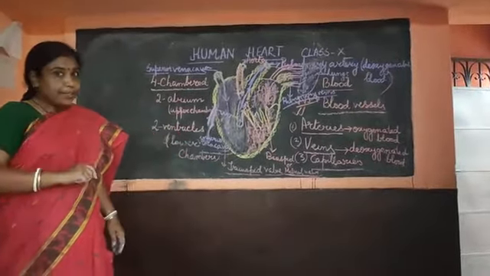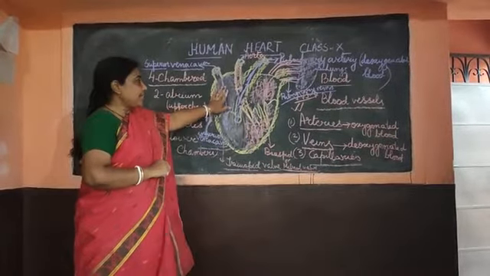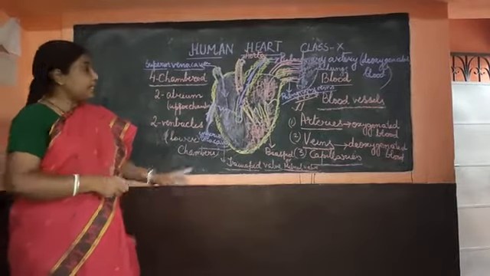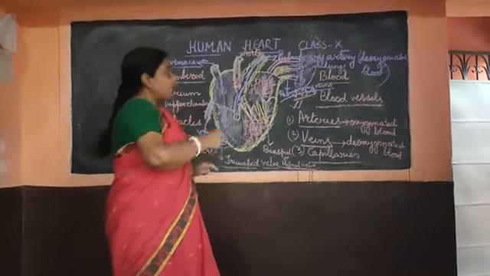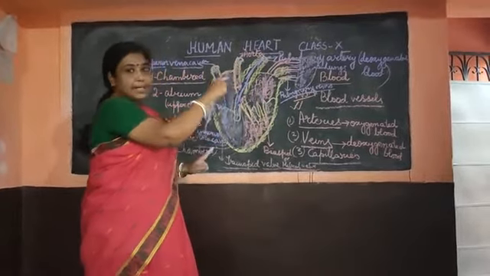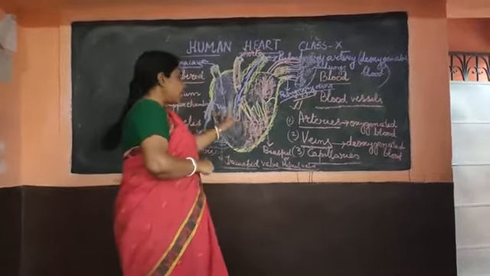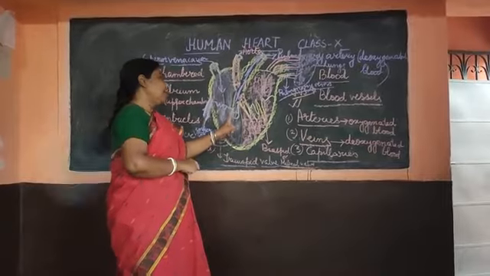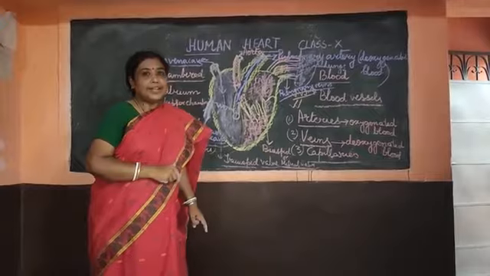So which chamber of the heart receives deoxygenated blood children? Right atrium. Which chamber of the heart receives oxygenated blood? Left atrium. Then who brings the oxygenated blood from the lungs to the heart? Pulmonary veins. Which blood vessel carries the deoxygenated blood from the heart to the lungs? It is the pulmonary artery.